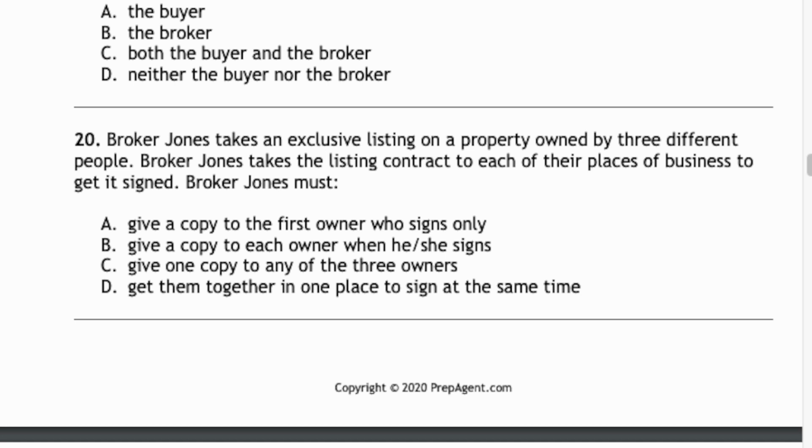The answer is, if you just take your best educated guess, which we always do when in doubt, choose the answer that will say to cross all your T's and dot all your I's, and that is B. Give a copy to each owner when he or she signs.